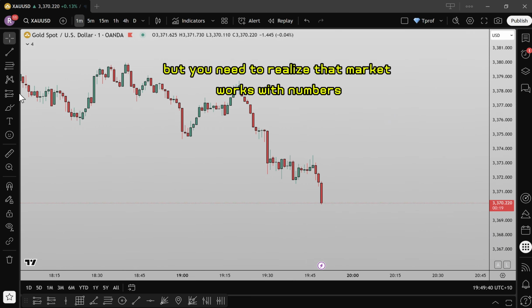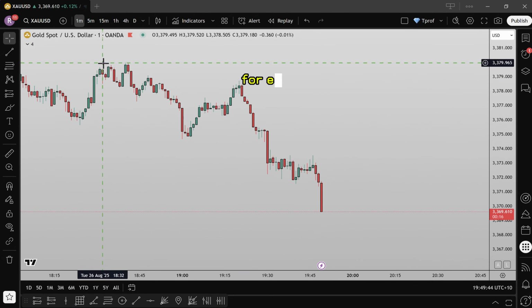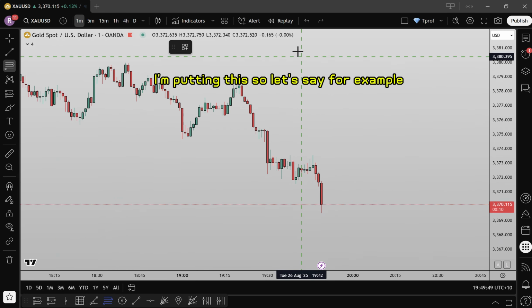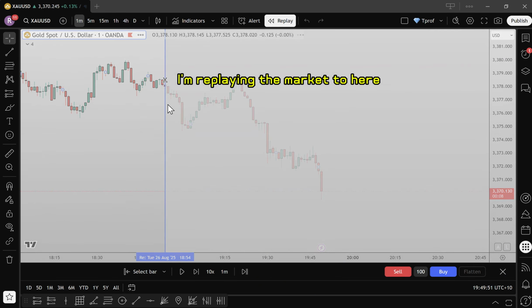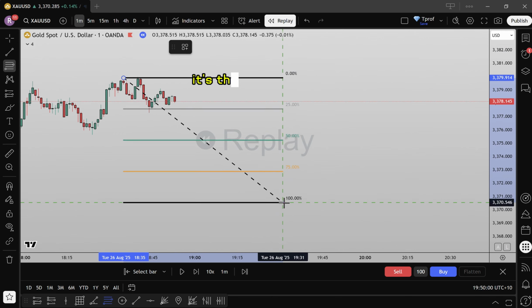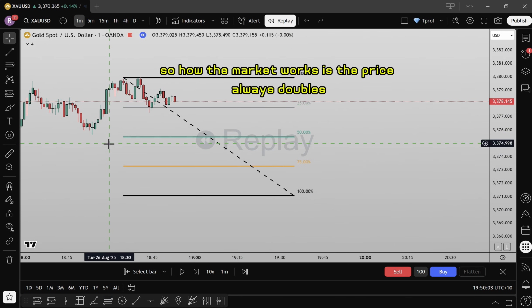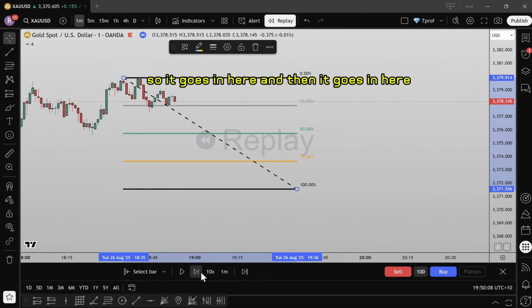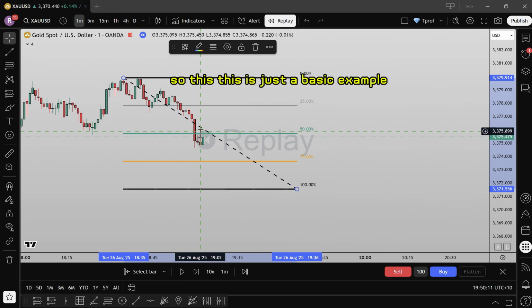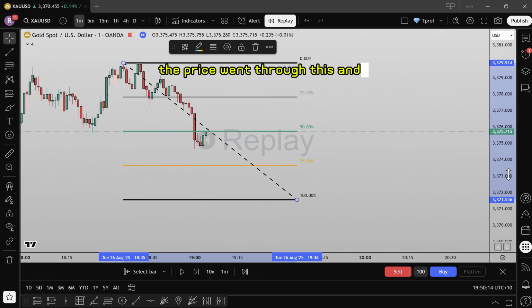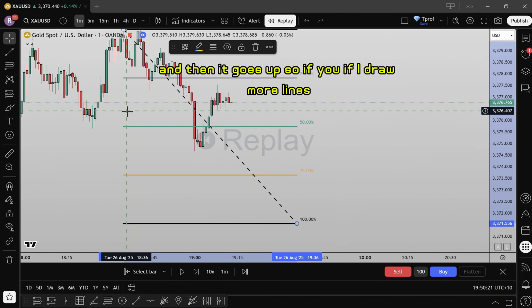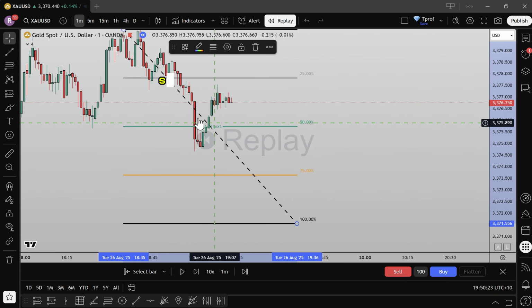But you need to realize that the market works with numbers. For example, right in here, let's say I'm replaying the market to here, all right? And then I'm putting this, the Fibonacci. It's not even a Fibonacci, it's the price doubling thing. So how the market works is price always doubles. So it goes in here, and then it goes in here. This is just a basic example, and there's a resistance in here. As you can see, the price went through this and came back, and then it goes up. If I draw more lines, there's a half line in here, so there's another resistance in here.